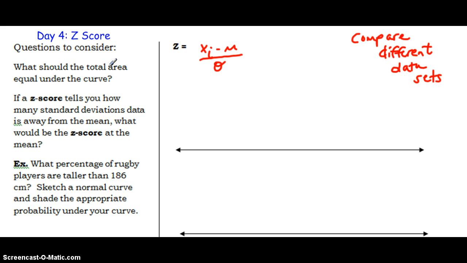And what should the total area equal under the curve? So under our entire bell curve, the area should equal 1. And that's a probability. Remember, all of our probabilities should add up to 1. And if they're asking for the probability as a percentage, like a lot of our questions in these notes are, then the area under the curve would be 100% of the data.